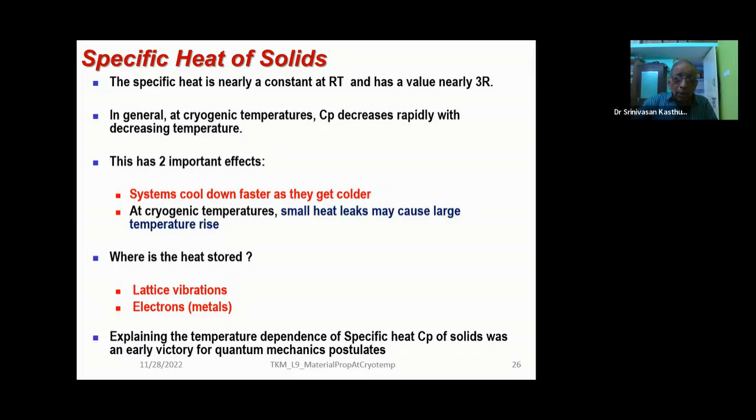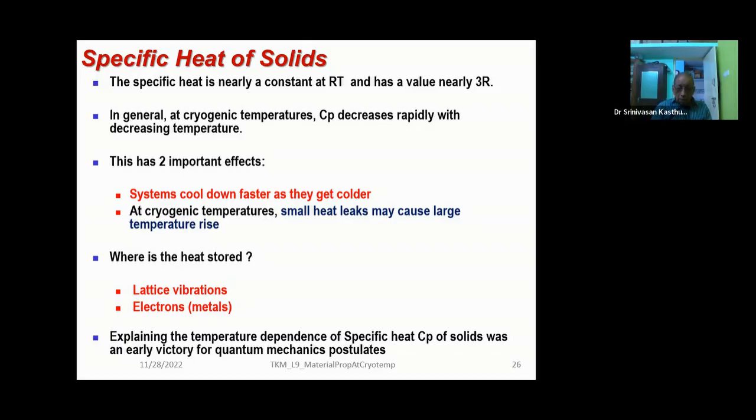What is the meaning of specific heat decreasing with decreasing temperature? In what way does it affect us? It has two important effects. One is that systems normally cool down faster as they become lower in temperature, because the heat content is now smaller. So suppose I have only a certain amount of cooling power available, then after it crosses a particular temperature, the cool down is very fast. They keep on decreasing much faster.